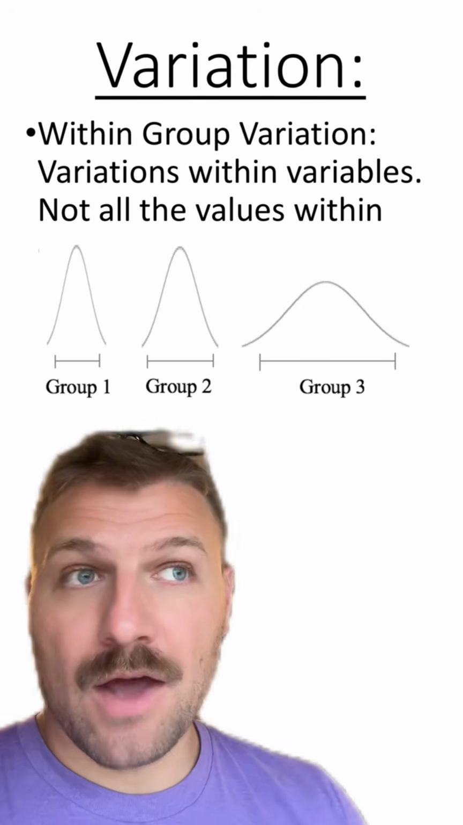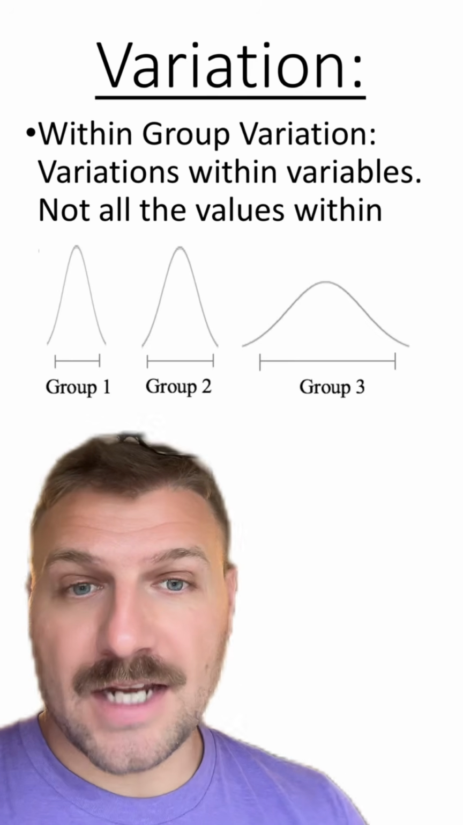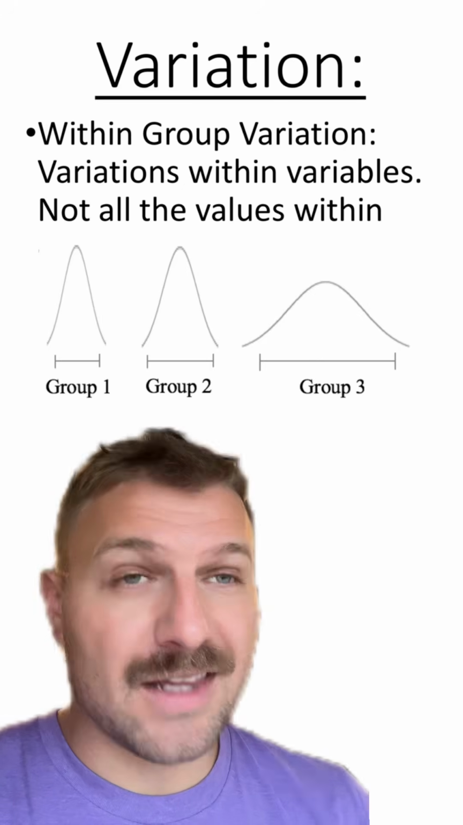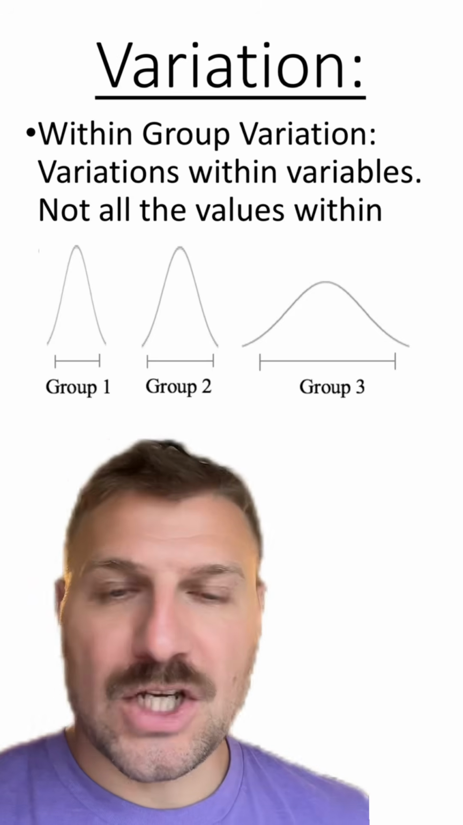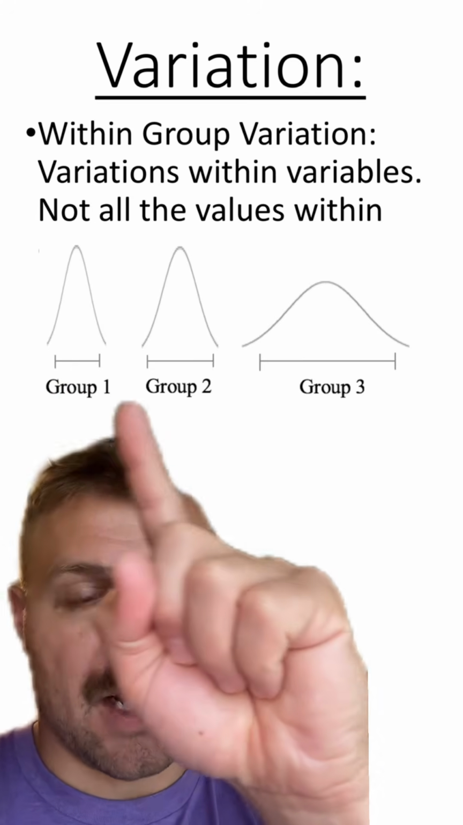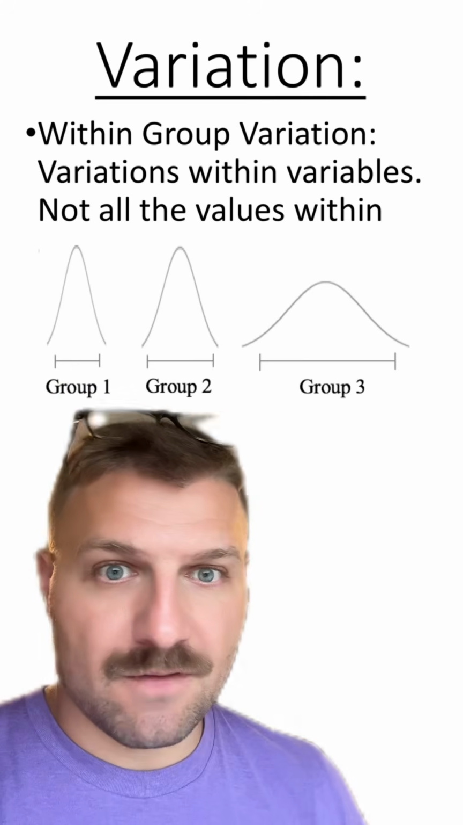The more spread out the bell curve is for that group of data, the more variation there is. The thinner that bell curve is, the less variation there is in that data. So you can see between our three graphs here that this graph should have the least amount of variation in the data, while this graph has the most variation in the data.